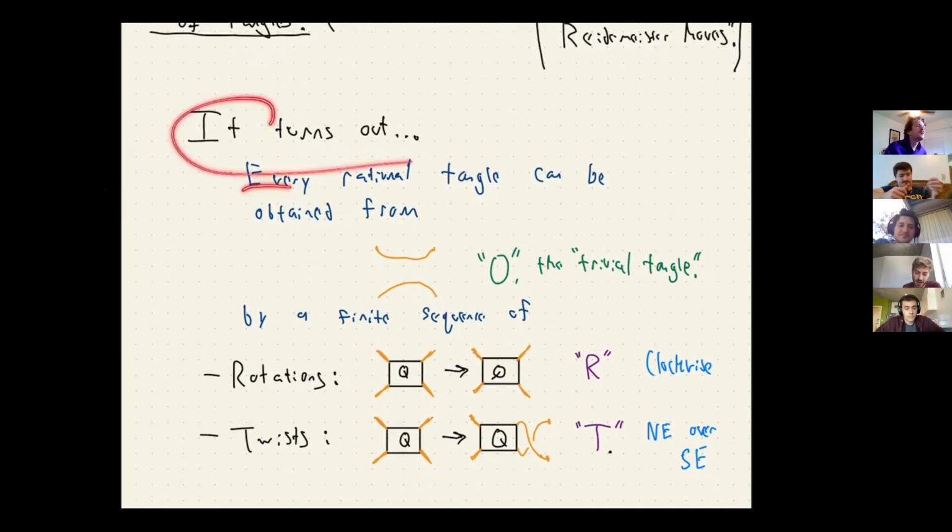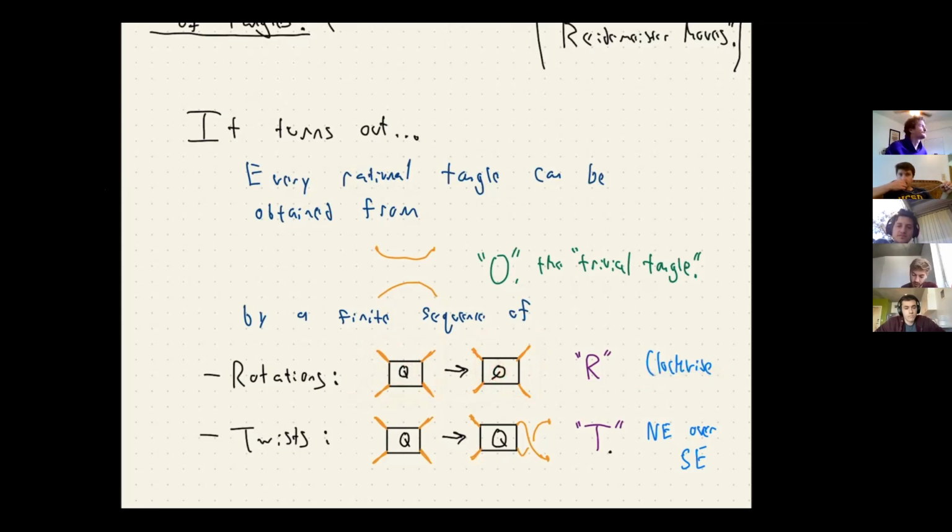Okay. So here's a cool result that I'm not going to prove. It turns out that every rational tangle can be obtained from the trivial tangle, or the zero tangle, by a finite sequence of two moves. So rotations: we have some tangle, we'll call it Q, which is how I'm going to abstractly represent a tangle diagram, and then I rotate it. The convention that we'll take is we're going to rotate clockwise. So you can see that this Q got turned around a little bit.